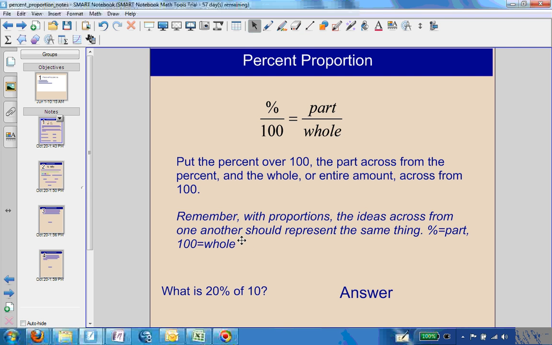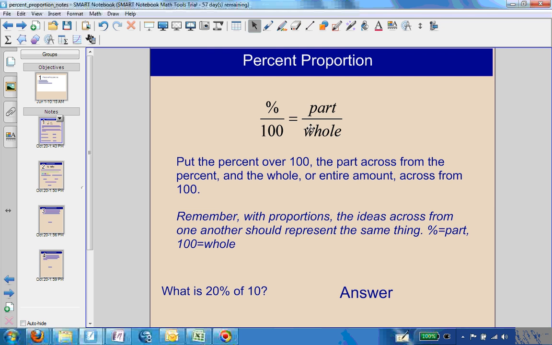The next section we're going to talk about is percent proportion. The percent proportion is percent over 100 equals part over whole. One thing that's really important to understand about the percent proportion is that the percent right here represents some part, and the 100 represents the whole.